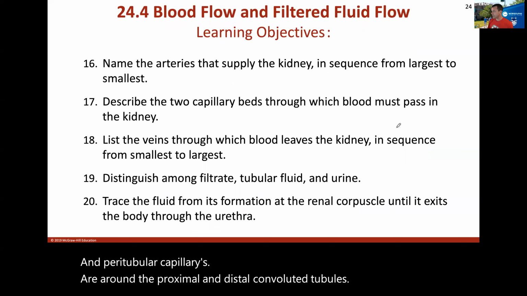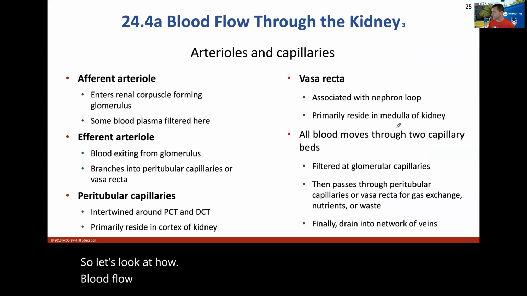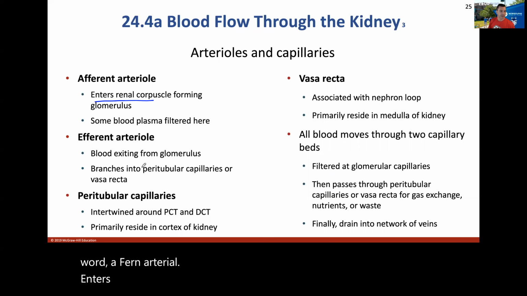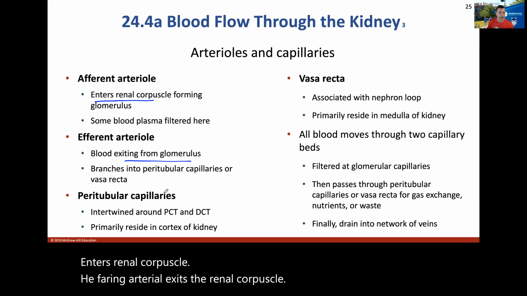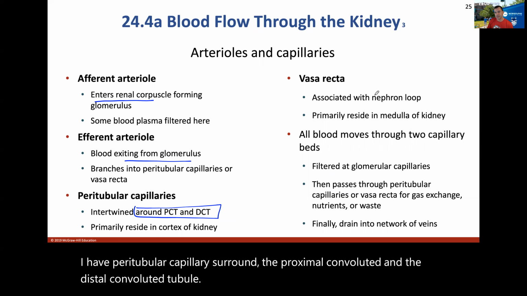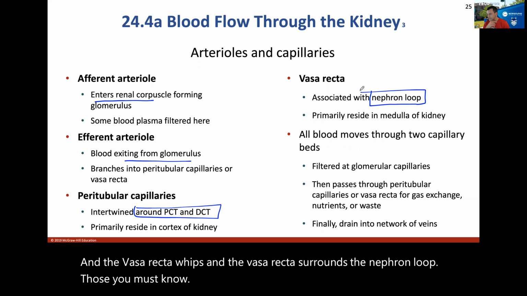So let's look at how blood flow happens. We've already talked about these. Here's the written word. Afferent arteriole enters the renal corpuscle. Efferent arteriole exits the renal corpuscle. Peritubular capillaries surround the proximal convoluted and the distal convoluted tubule. And the vasa recta surrounds the nephron loop. Those you must know. Okay.